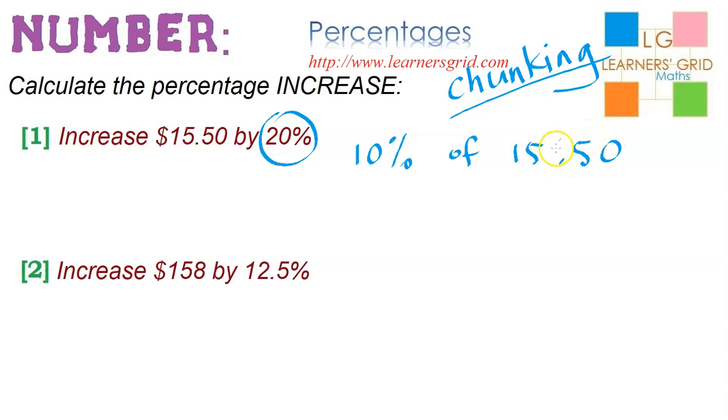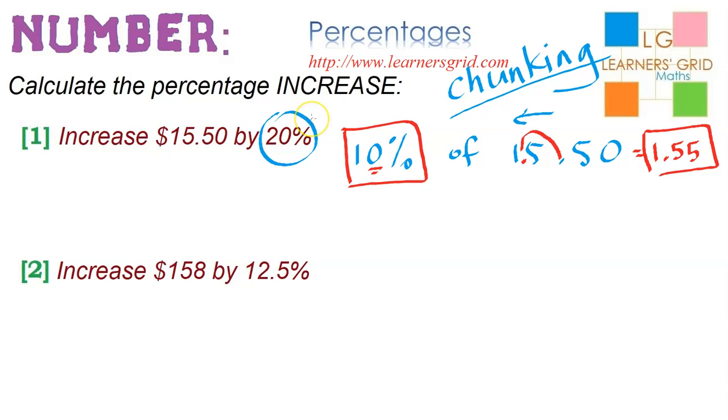When I divide by a multiple of 10, I just move the decimal point to the left. And how many times do I move the decimal point? How many place values do I jump? Well, that's determined by however many zeros there are. So I'm just going to have them jump one because there's 1 zero in 10. So 10% is 1.55. That's 10%. Okay.